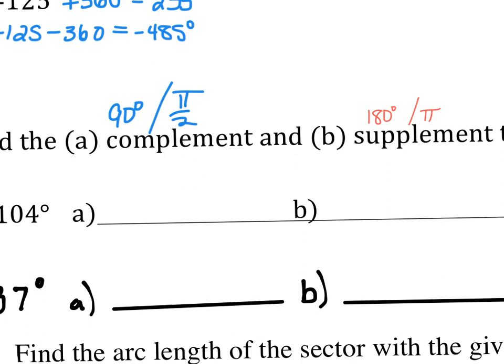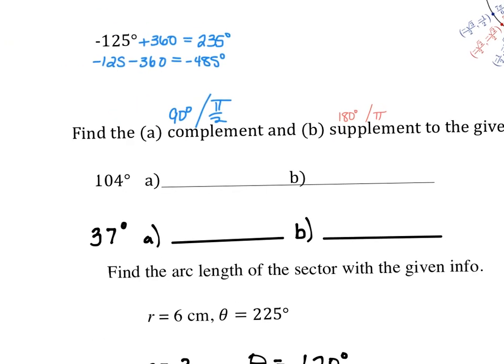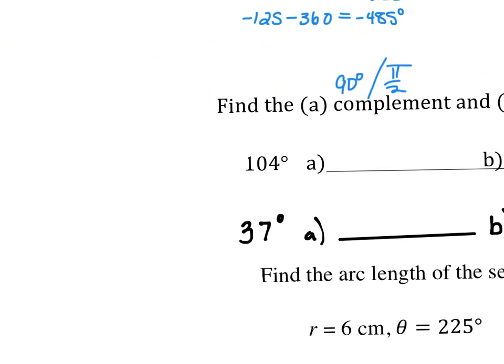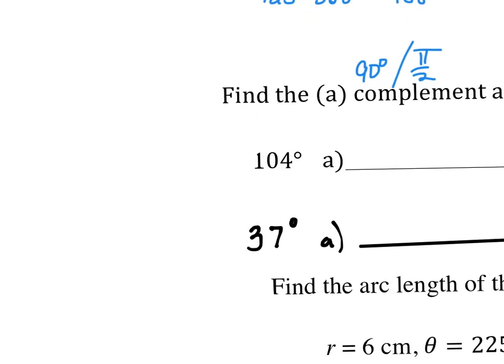Guys, it's always going to be 90 minus, 180 minus. We're finding two positive angles that add to give us 90 or pi over 2, and two angles that add to give us 180 or pi. So when you guys are showing me your work, it's real simple to do. Finding the complement and the supplement to 104, I'm going to say 90 minus 104.